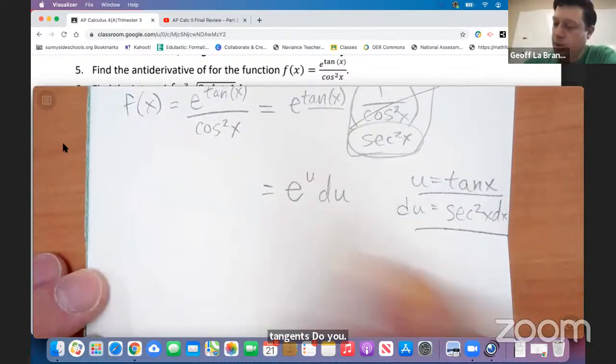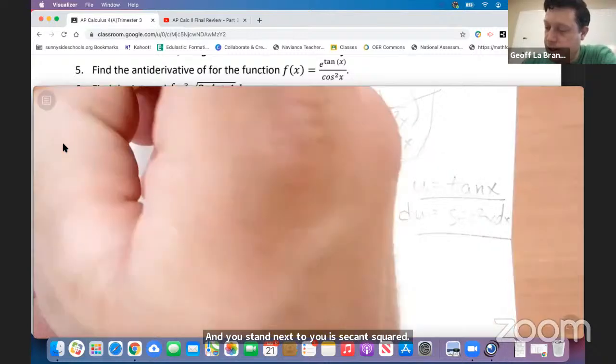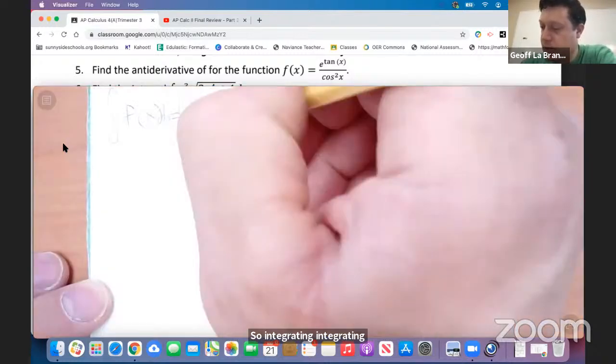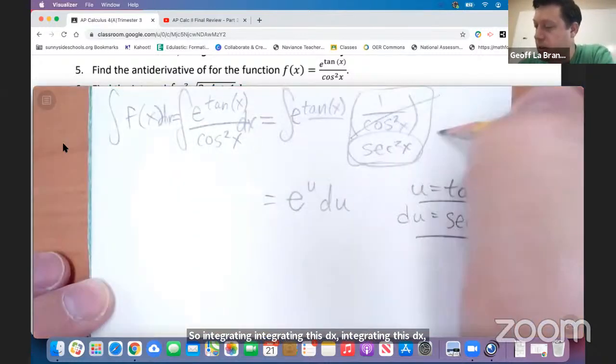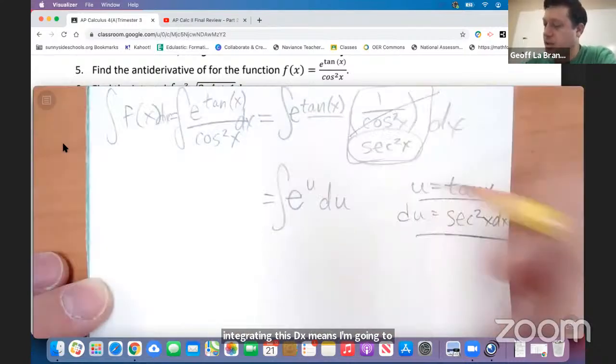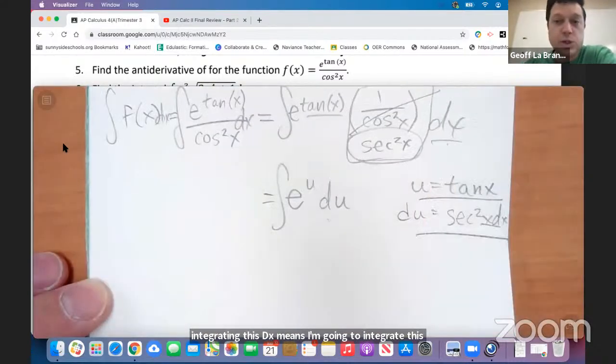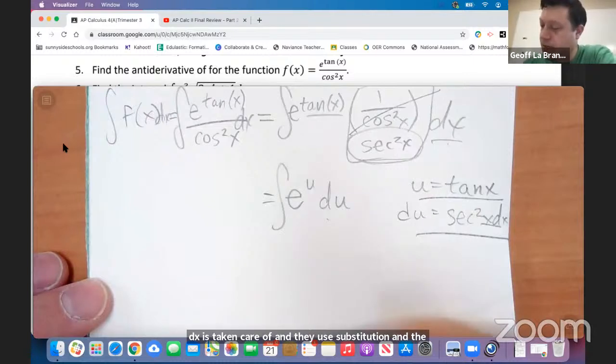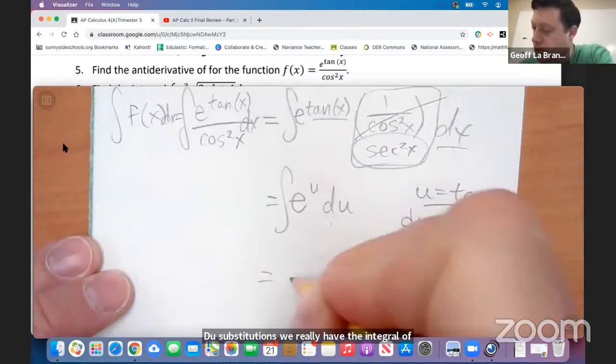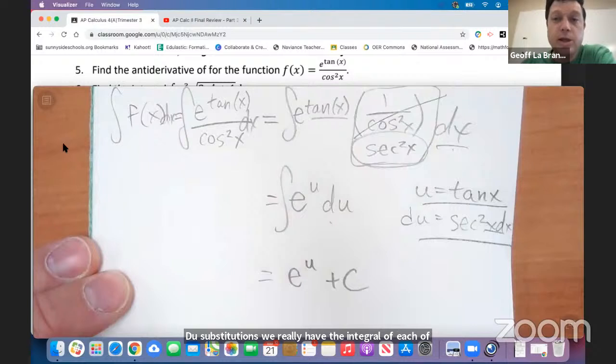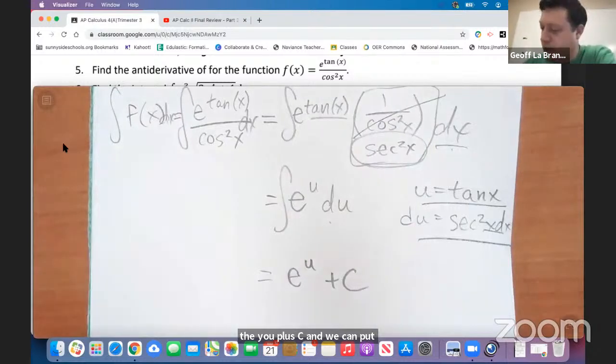So integrating this dx means I'm going to integrate this. Dx is taken care of in the u substitution and the du substitution. So we really have the integral of e to the u plus c, and we can put u as tangent of x back in.